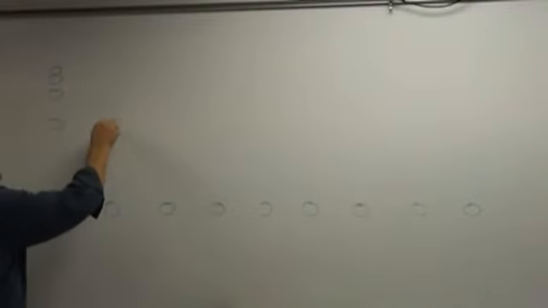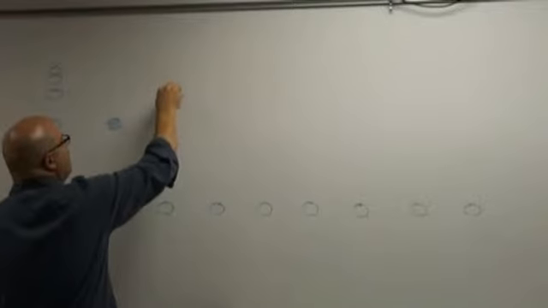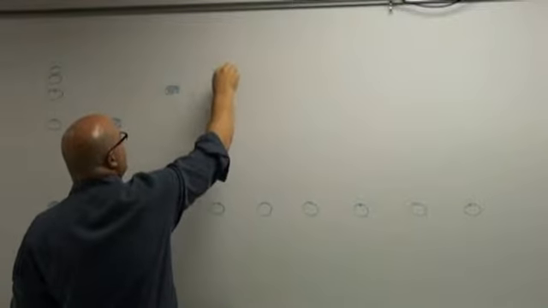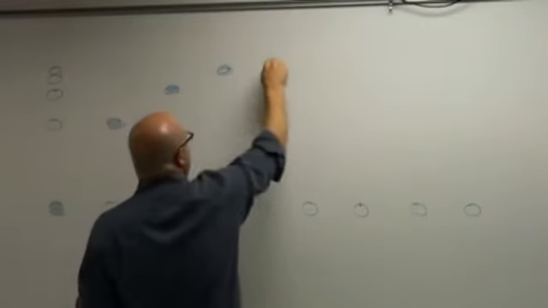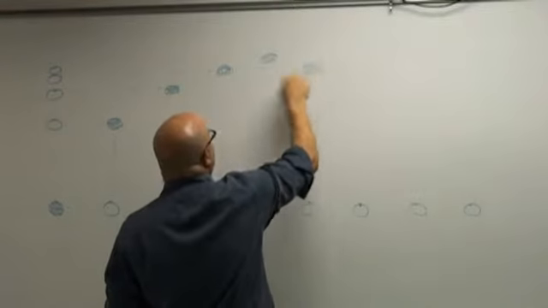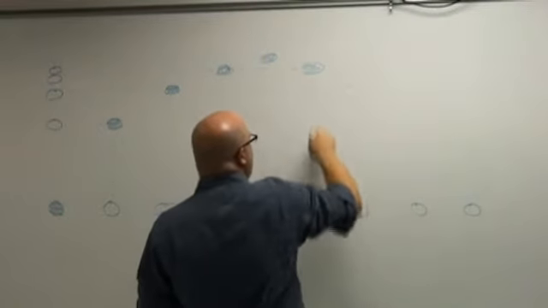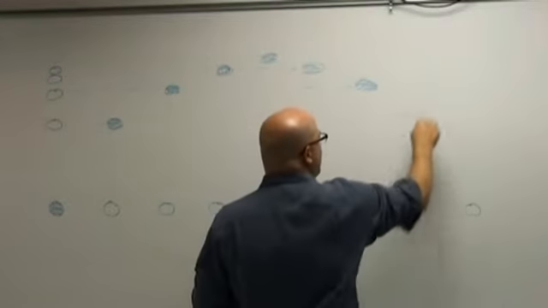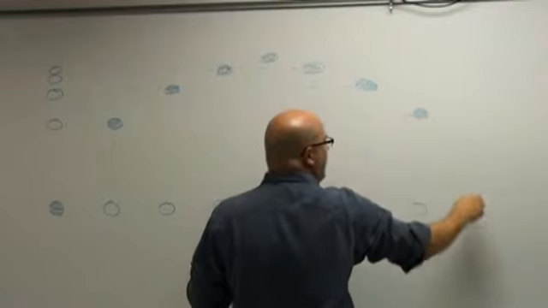So here's where you would start, and then after one flash of the strobe, you'd be here. Then after another flash of the strobe, you'd be here. And then another flash, you'd be here. And then another flash, you'd be here. And then here, coming back down. And then here. And then here. And then here.